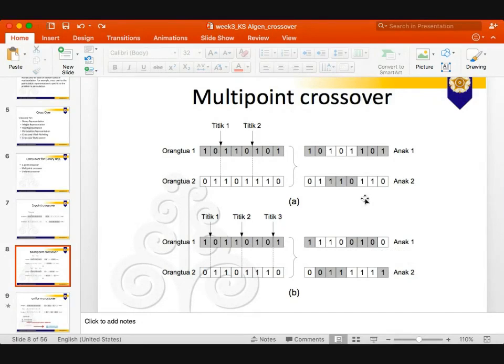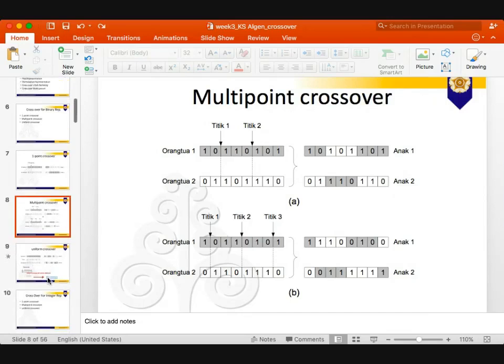It's similar to the 2-point or 1-point crossover. The point here is that you must make sure that the parts are not in the same place. For example, here this is from the first parent, and then this is from the second parent, first parent, second parent, first parent. So this is the concept of crossover. We combine.